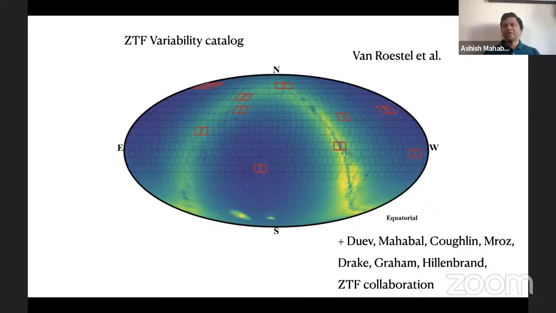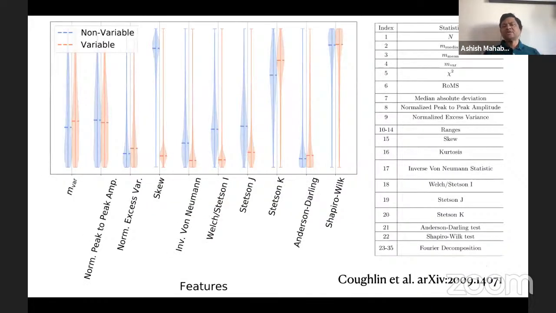Dimitri Duev put together a fantastic interface, and Shremak is going to give the next talk. He has been involved in classifying objects to a great deal, and I mentioned the other names there: Michael Coughlin, Andrew Drake, Matthew Graham, Lynn Hillenbrand, and many other ZTF collaborators. So he brought these together and started doing these classifications.